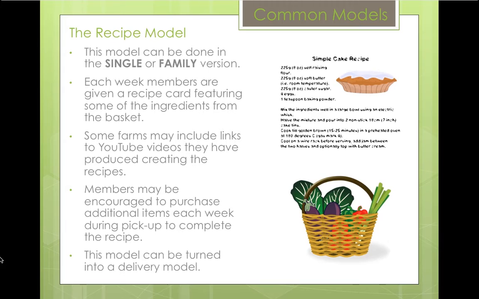Now, the members may be encouraged at pickup to purchase additional items needed to fill the recipes. Why the farms are doing this with the additional items is because they do not have enough of whatever the item is to fill every single basket. Sometimes this is like they want to do basil pesto, but they didn't have enough basil for everybody, and maybe not everybody likes pesto or basil. So they might have different versions of the pesto in the recipe, and perhaps they have basil available or parsley available or several other different pesto versions, and the individuals could purchase those different herbs.